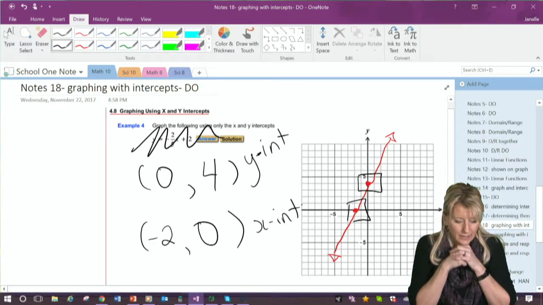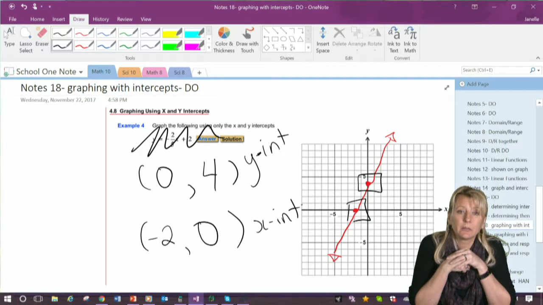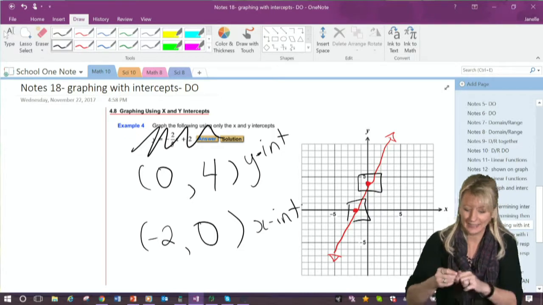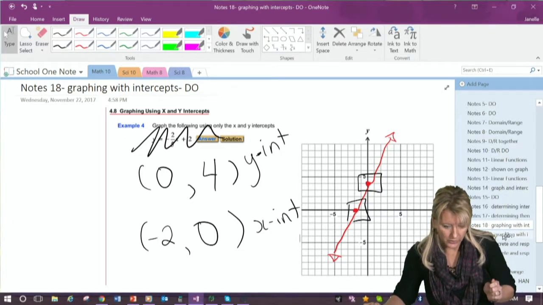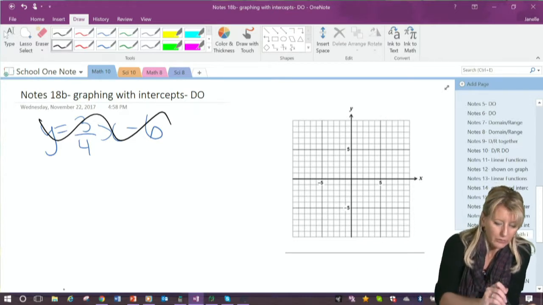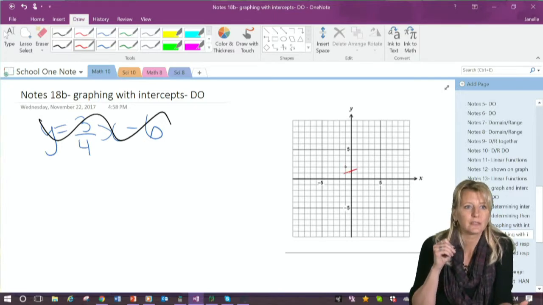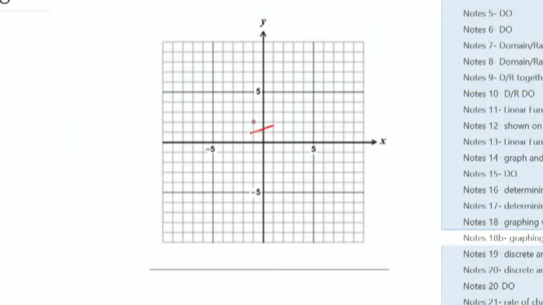Good. Thanks, Cass. Sometimes they'll give you a graph and say, tell me what the intercepts are, and they're right there for you. Or if it's hard to figure out, I'm going to show you. Let's say it crosses right here. Do you see how it's kind of crossing? It's not crossing actually at an intersection point of an x and y coordinate.